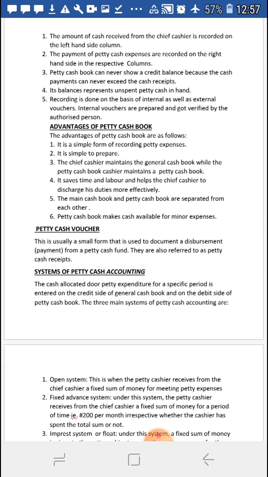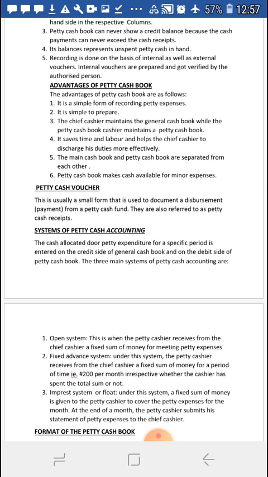Also, the main cash book and petty cash book are separated from each other. We have the main cash book handled by the chief cashier, while the petty cash book is handled by the petty cashier. And lastly, petty cash book makes cash available for minor expenses.